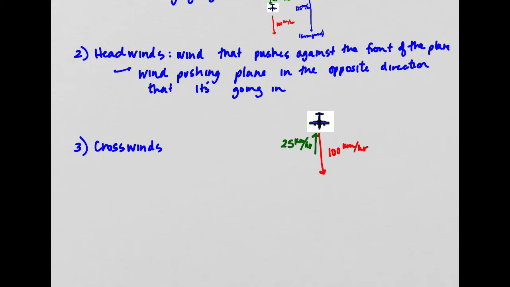two vectors that are going in opposite directions. So remember, when we have vectors going in opposite directions, we subtract them. So our resultant vector is going to be 100 minus 25, which is going to be 75 kilometers per hour in the southern direction, and this is relative to the ground. We'll say from ground, or from ground.